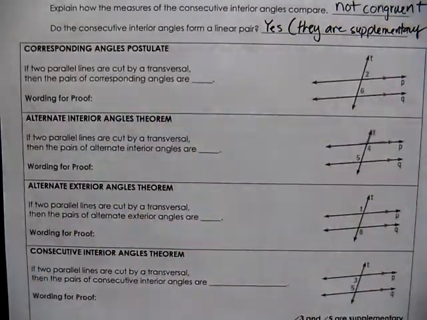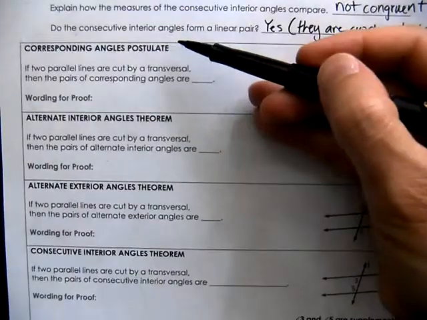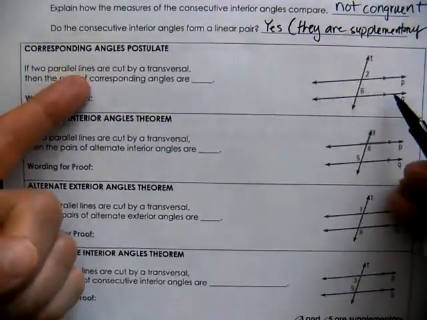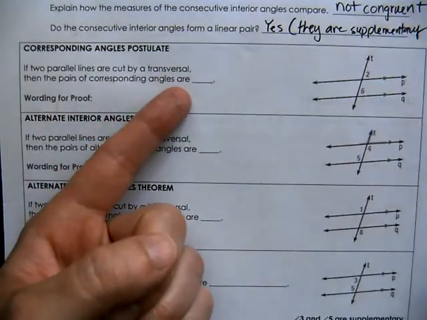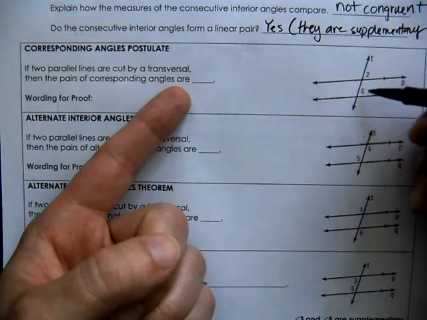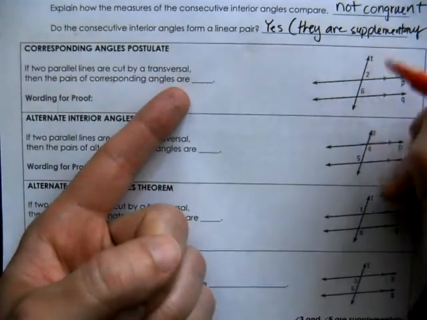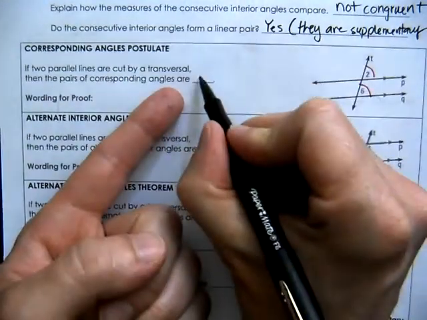Alright, so here we have the corresponding angles postulate. You can see that this is a postulate, the rest happen to be theorems. This is a postulate that says if there are two parallel lines cut by a transversal, then the pairs of corresponding angles are, and again they're just giving us one example of a pair of corresponding angles, but we learned that they are going to be congruent. Alright, so they are congruent.